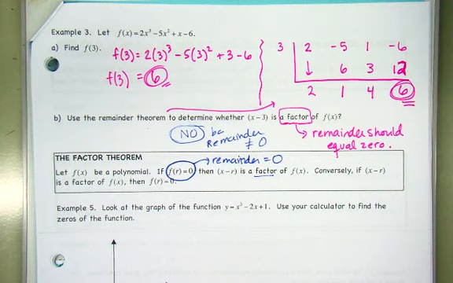All right, let's look at a graph. x cubed minus 2x plus 1. So let's graph it on our calculators. Ooh, I'm still in polar mode. Okay, let's get out of polar mode.